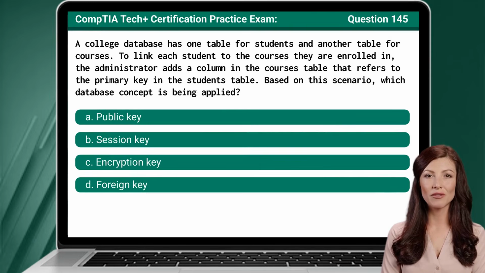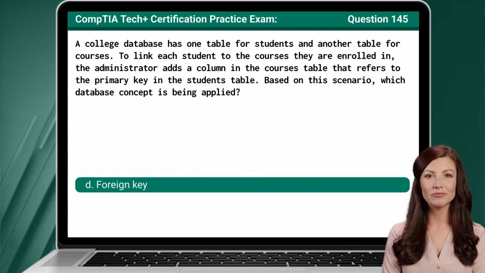Question 145. A college database has one table for students and another table for courses. To link each student to the courses they are enrolled in, the administrator adds a column in the courses table that refers to the primary key in the student's table. Based on this scenario, which database concept is being applied? The answer is D. Foreign key.